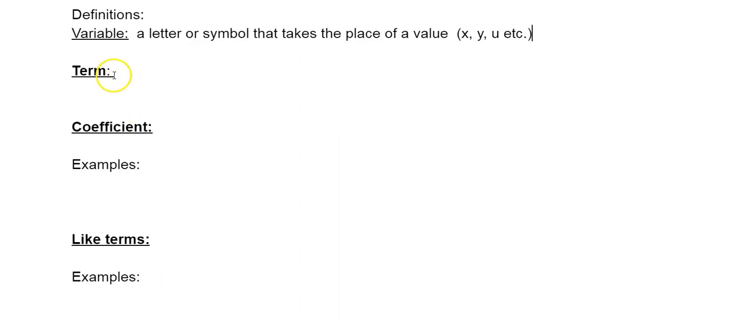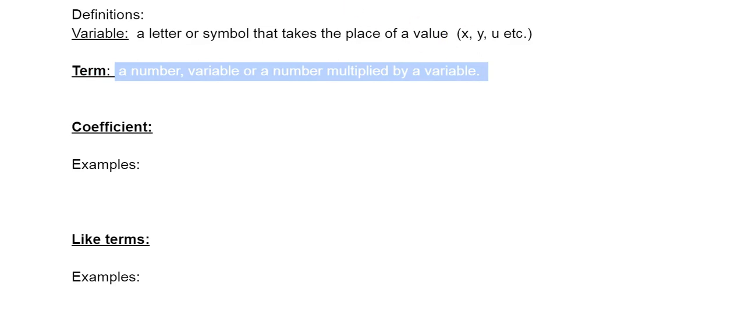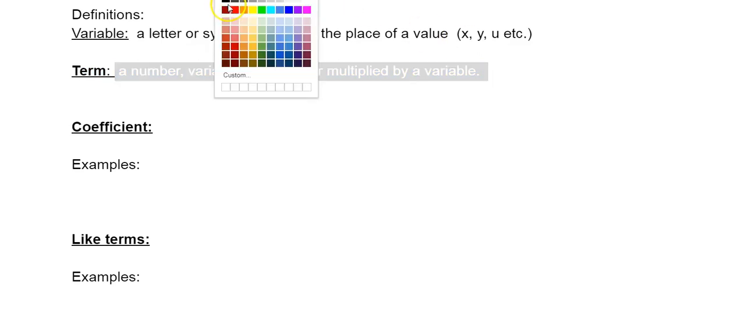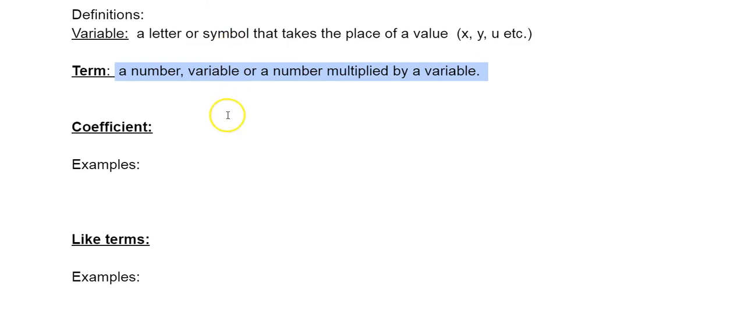Okay? A term. Well, in math, a term is simply a number, variable, or a number multiplied by a variable. So you could have 2x, you could have 3y, you could have negative 4r. Okay, you could also have 4 would be a term. G could be a term. 2xy could be a term. Those are all different terms.